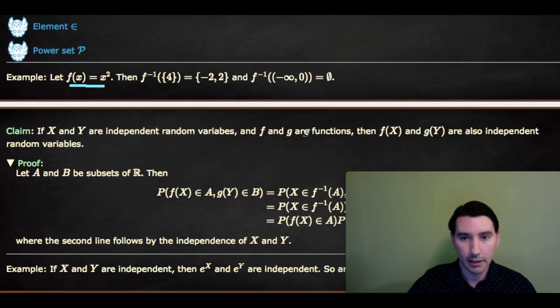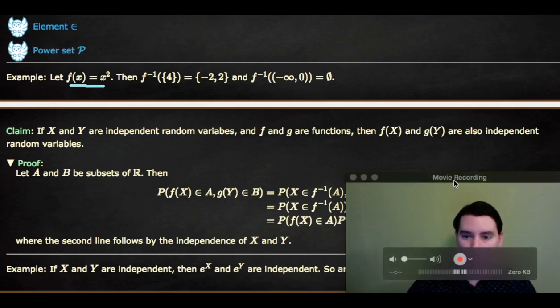So if f and g are functions and X and Y are independent random variables, so we have two independent random variables and functions of them, f of X and g of Y are independent random variables. A couple of examples, I guess I have some below.